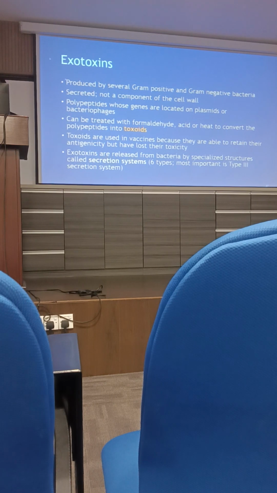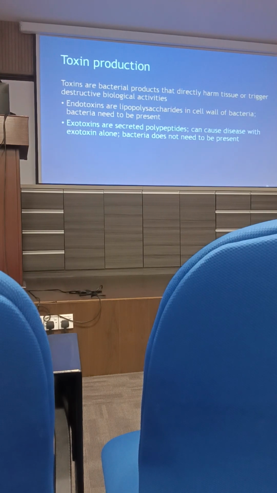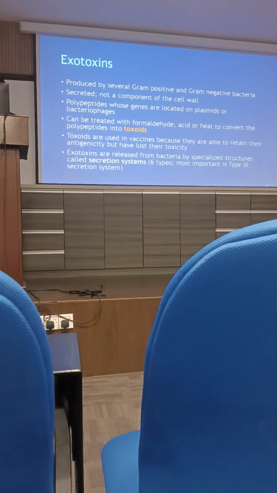So what are exotoxins? They are produced by several gram-positive and gram-negative bacteria. They are secreted polypeptides. Between protein and polysaccharide, which one is more antigenic? Polypeptide, right? You've seen that in your immunology. The genes are usually located on plasmids or on bacteriophages, so they can be transmitted from one virulent bacteria to another non-virulent bacteria, making it more virulent.